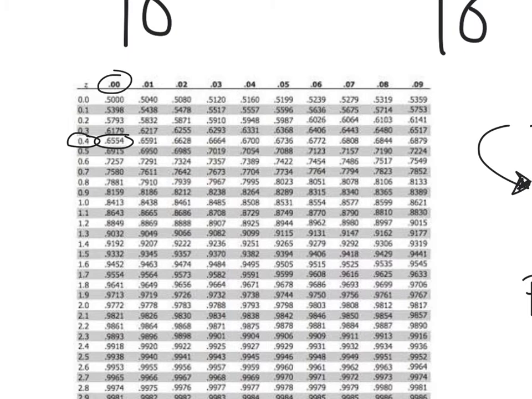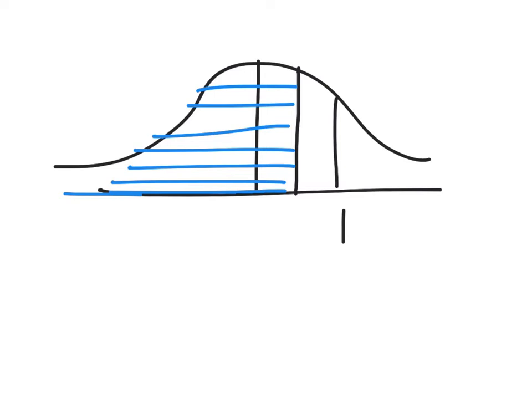So for 0.5, that's 0.5 on the first column and 0.00 for the first row, and the area corresponding to 0.5 is 0.6915. So this area is 0.6915.